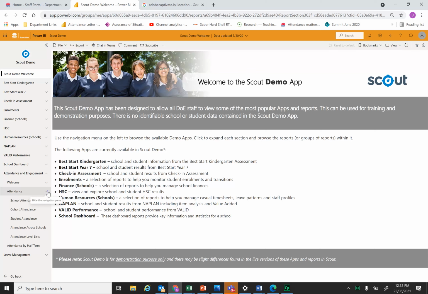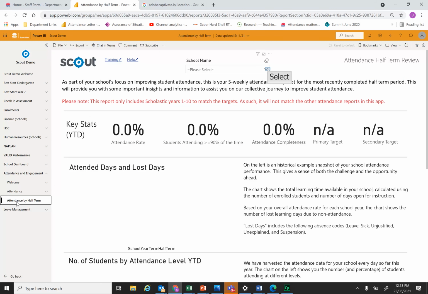You'll notice that the attendance and the attendance by half term sit at separate levels. That's because the attendance by half term relates to the targets, and it's the only report that automatically does. So if you're wondering what's different, that means that it's only years 1 to 10 and excludes kindergarten, year 11 and 12. If we open the half-term report, now you need to go up and select your school.